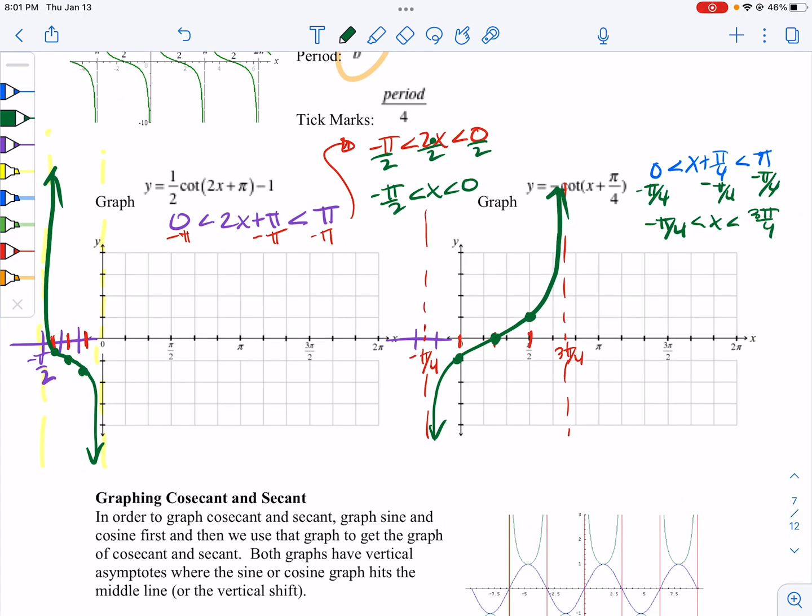So it's very similar to how we graph tangent. You just need to remember that the asymptotes are in a different spot, and that the parent graph looks like a negative x cubed for cotangent, and a positive x cubed for tangent.